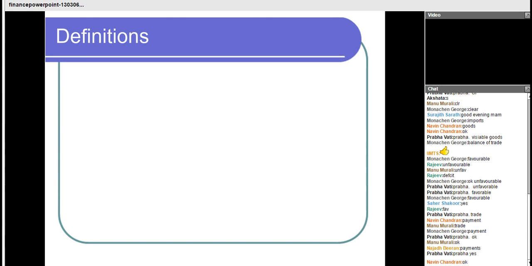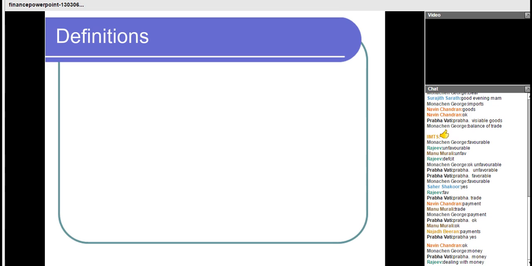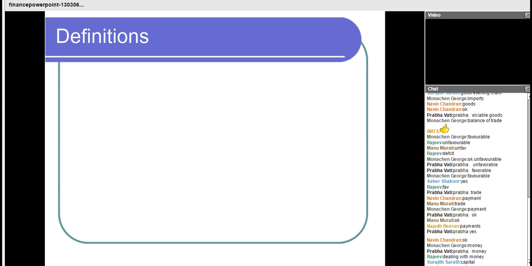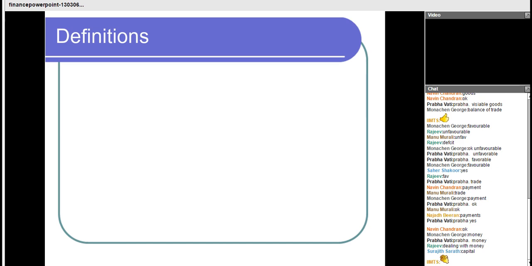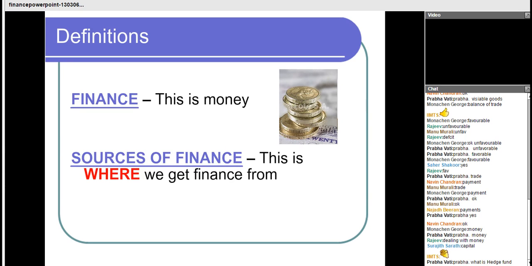So what is finance? In simple terms, yes, money. Money, or rather the funds. The appropriate term is funds, or the resources which we need to start up the business, and the most appropriate term is capital, that has been given by Surajit. Capital is the right word. In business, we discuss with respect to capital. So finance is the money, and sources of finances.